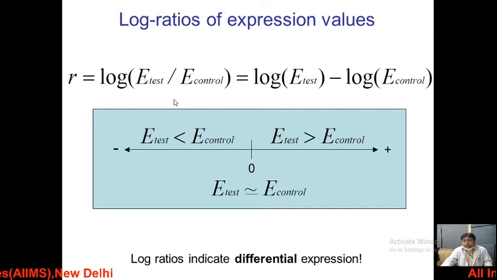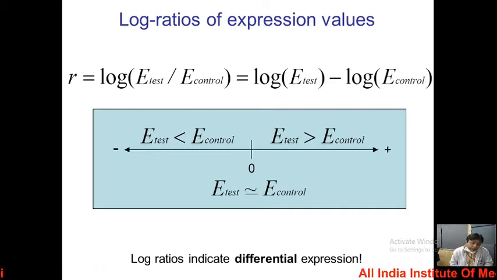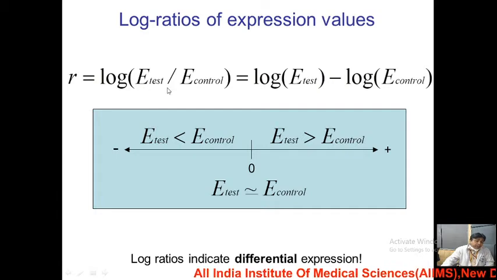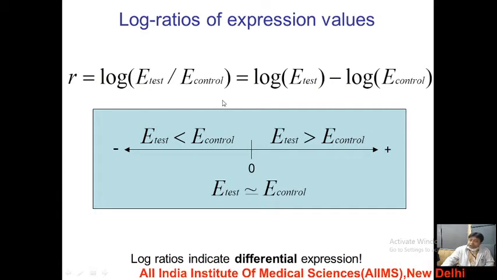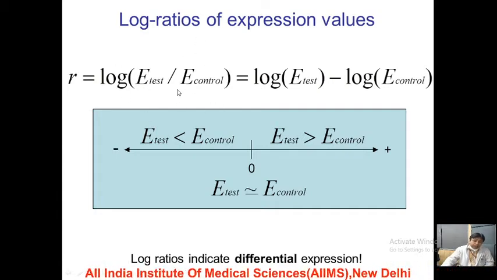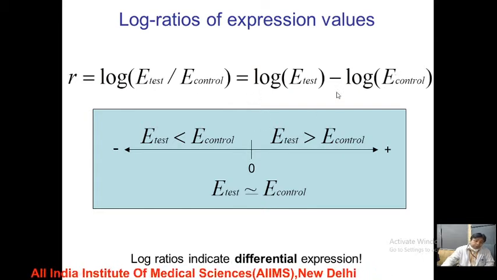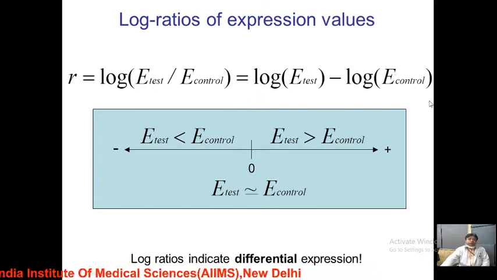And now we know for sure that when you take the log of a division, a by b, it's always log a minus log b, right? So that's exactly what is happening. The log of the expression of the test versus the expression of the control is the fold change, and this actually translates to log of expression of test minus log of expression of control, right?